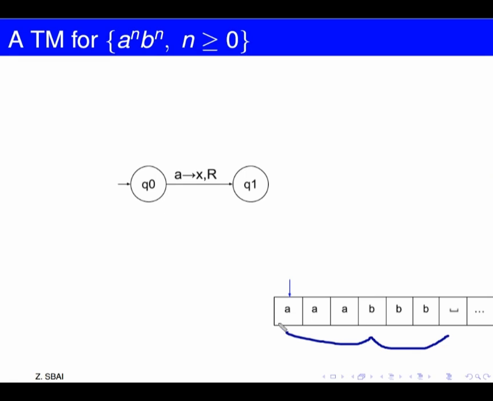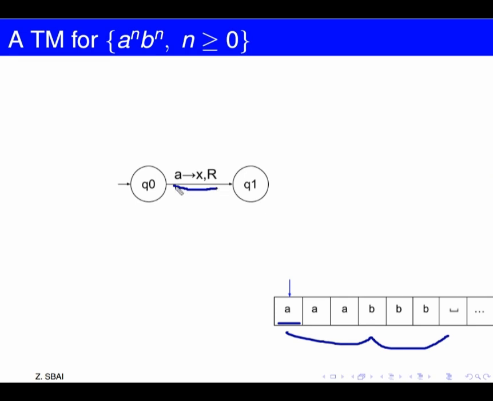Here, the first element in the tape will be A. We'll say, for example, that if we see A here, we will change it by another symbol, X for example, that will show that this A is already visited. And then we will move to the next symbol. This operation can be defined by the following transition.